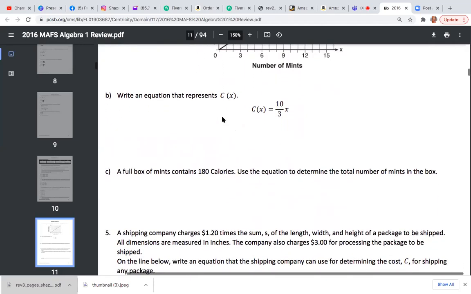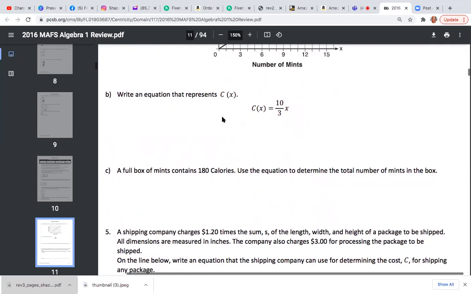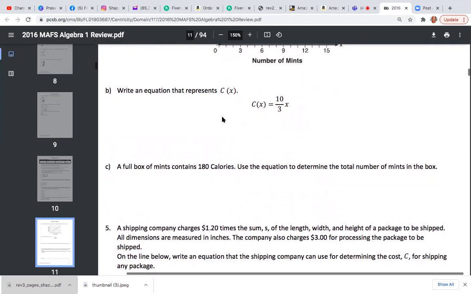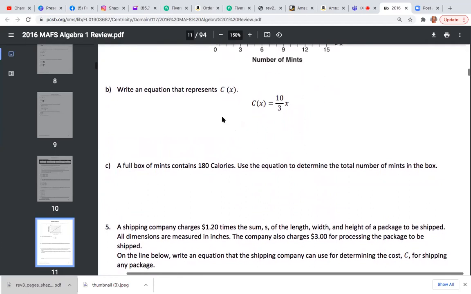Write an equation that represents C of X. A full box of mints is 180 calories. Use the equation to determine the total number of mints in the box.